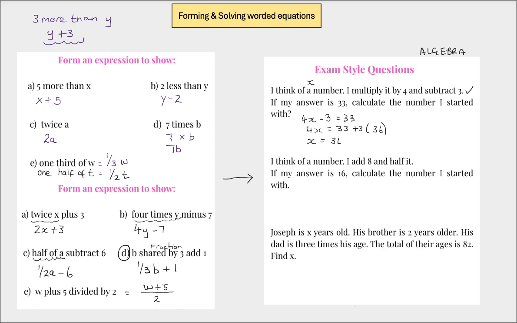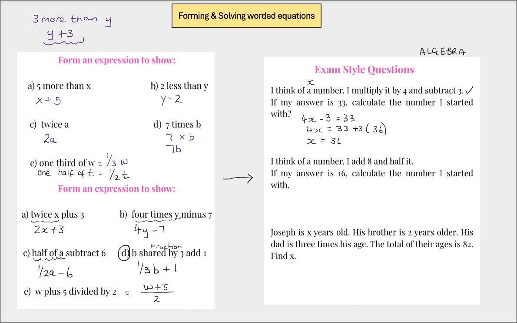Joseph is X years old. So it's actually telling you what letter they wanted to use. It's asking you to find X as well. So that's X. Joseph is X. In fact, I'm actually going to write it all out, this one, so there's no misinterpretations. I really want you to get these questions. So Joseph, I'm going to put J for Joseph, is X. His brother is 2 years older. So his brother, B, is 2 years older.